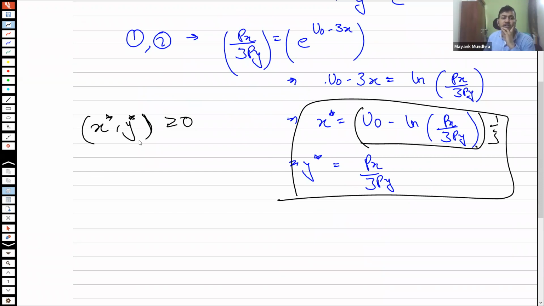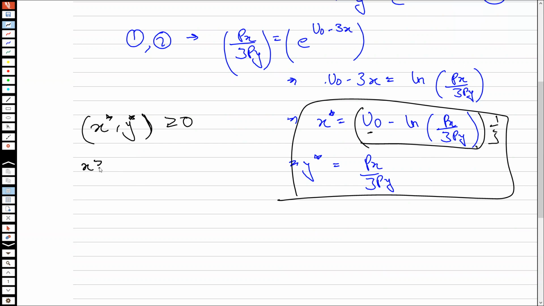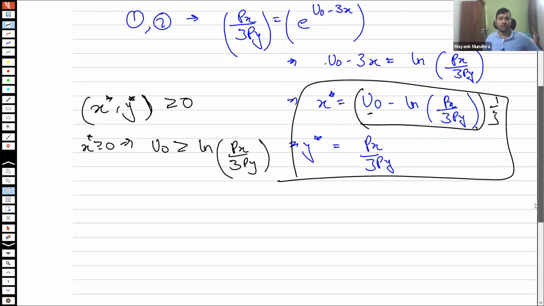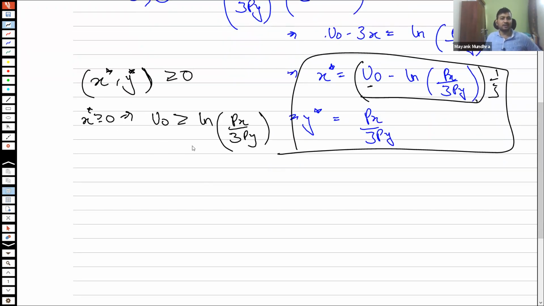Okay, Himandi. So my question to you is, what is the condition on u naught, px, 3 and py such that x star is greater than or equal to 0? So u naught greater than ln px by 3py. Very good. That's a very simple answer. So for x star greater than or equal to 0, u naught must be greater than or equal to this value. If u naught is less than this value, then x star becomes negative, which is not allowed. So this condition must be satisfied.